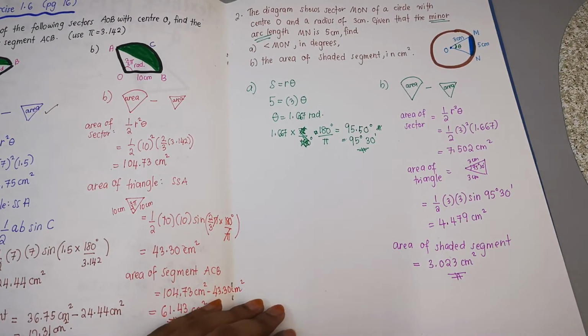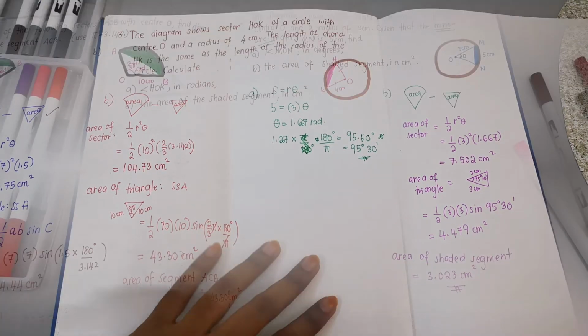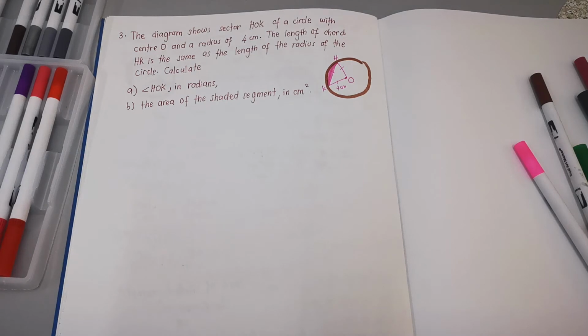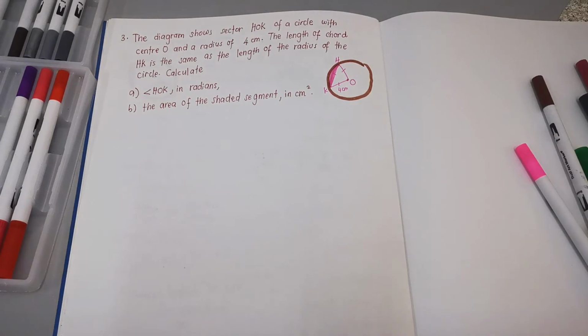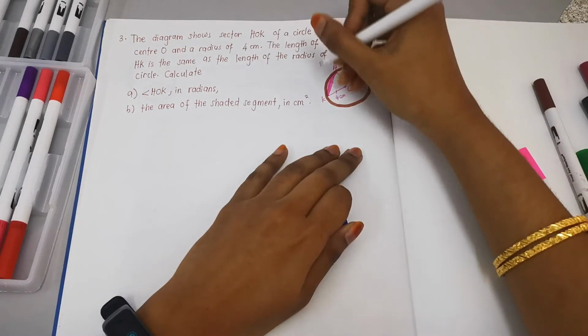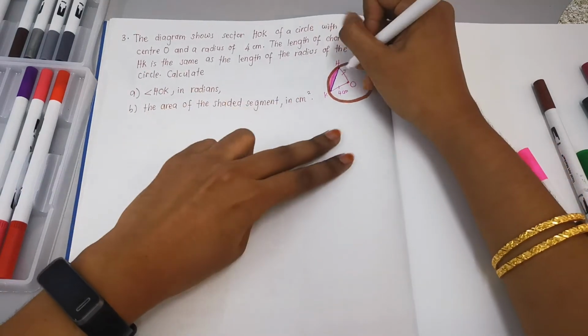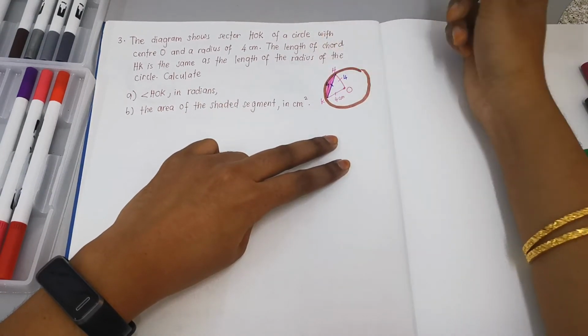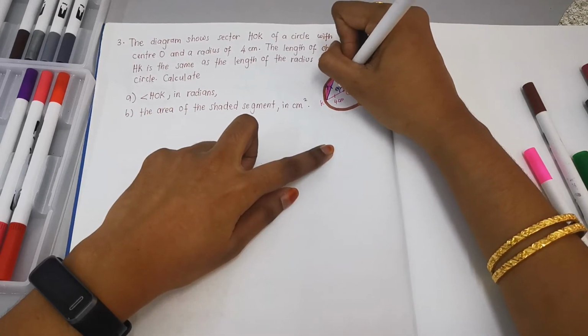Let's move on to the last question, question 3. So I hope you guys start trying first before you watch the last part. Okay, let's look at the last part of page 16. The diagram shows sector HOK for circle. Center is O, radius is 4. The length of chord HK, that means this part of the length is same as the length of the radius. That means all this is 4 cm. Calculate HOK, that means calculate the theta.